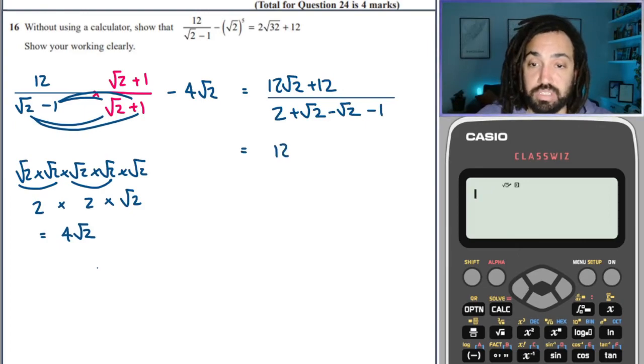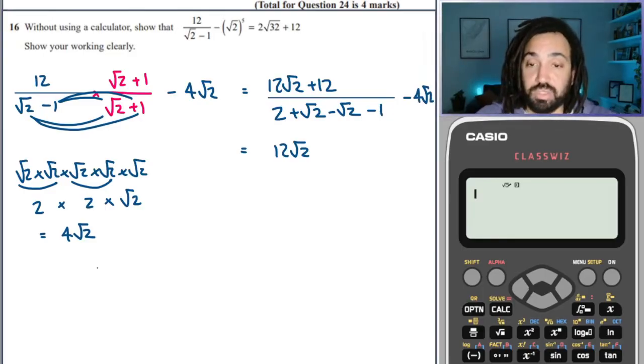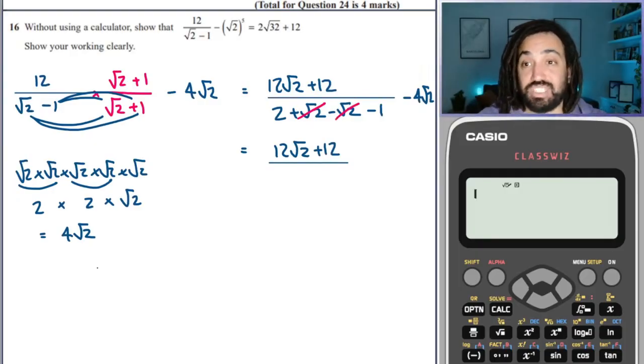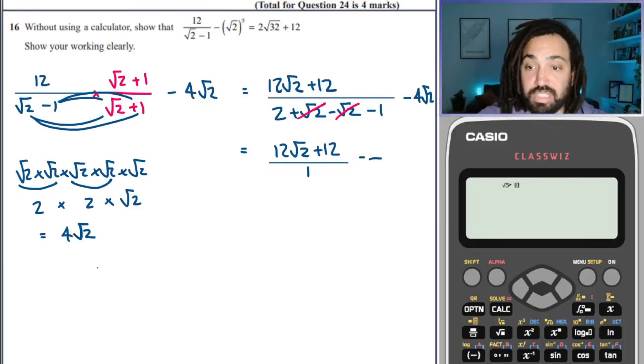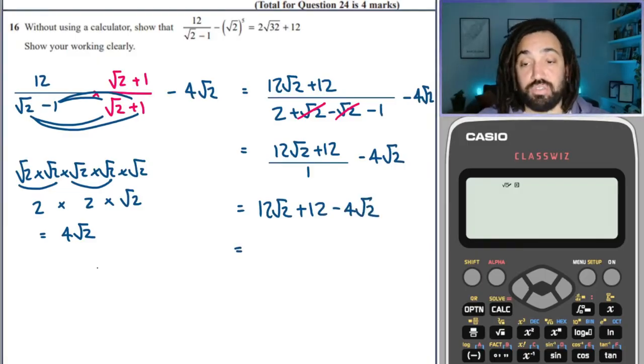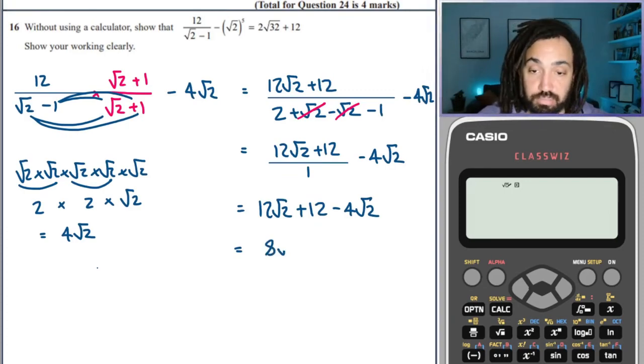Perfect. So this is 12 root 2. Oh, and I've also got to take away the 4 root 2, don't forget that. Okay, so we've got 12 root 2 plus 12 over, those two cancel in the middle, 2 minus 1 is just 1. Perfect. So this is essentially 12 root 2 plus 12, and then minus the 4 root 2. So we've got 12 root 2, take away 4 root 2, is 8 root 2. It's 8 root 2 plus 12.